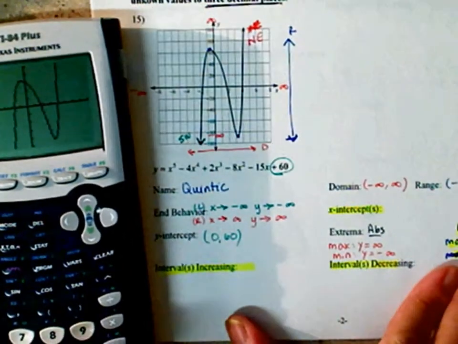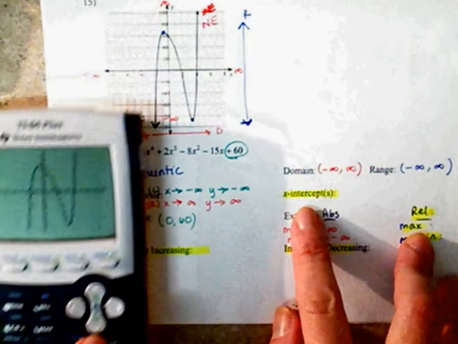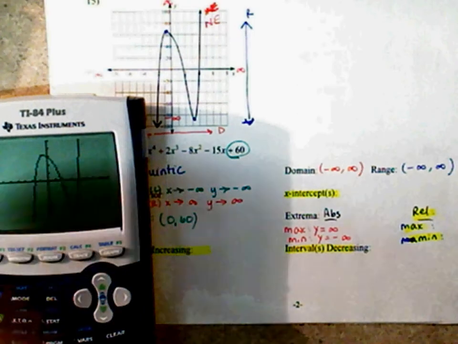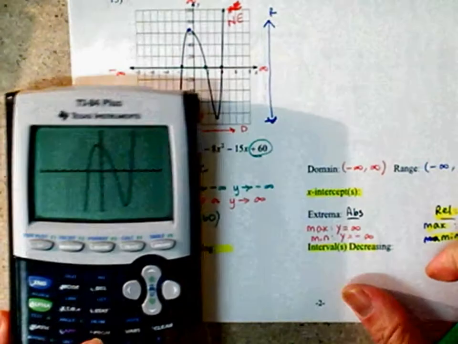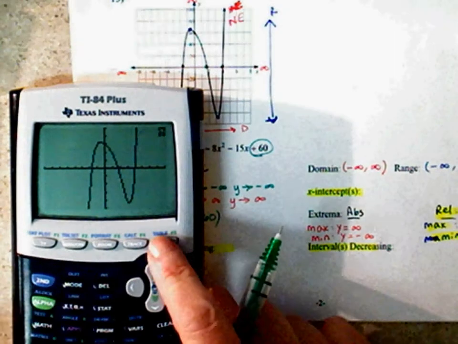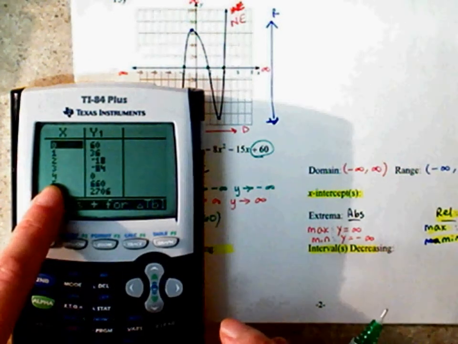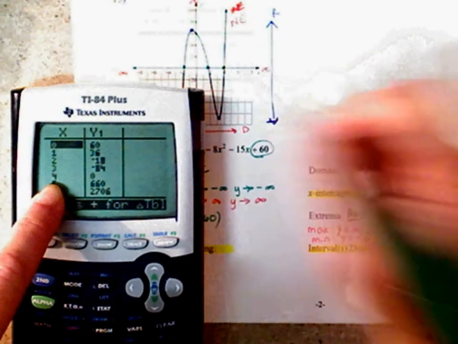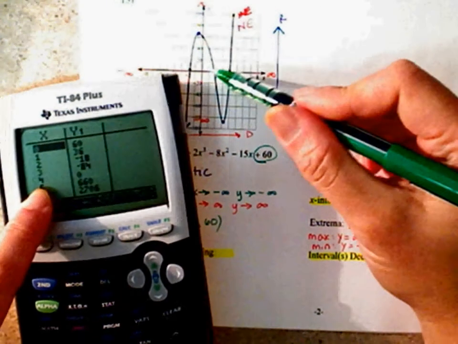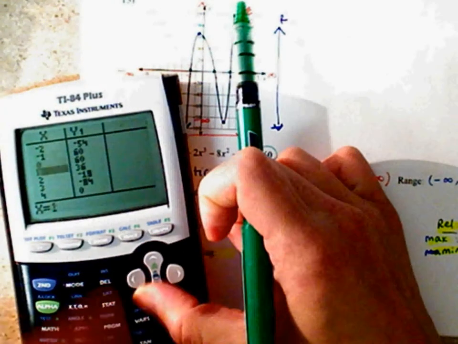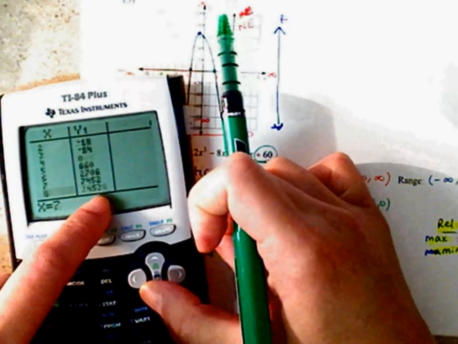To find your x-intercept, basically you're trying to find where it's crossing the x-axis. Here's one way you can do it. If you hit second table, your y is going to be 0. Look at that. 4, 0. You see it? And then you got this one and this one. But notice, there's no other zeros in my y, so you can't do it like that. You're going to have to go do it another way.